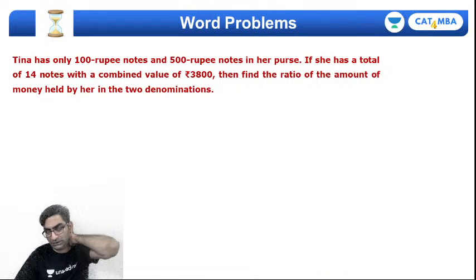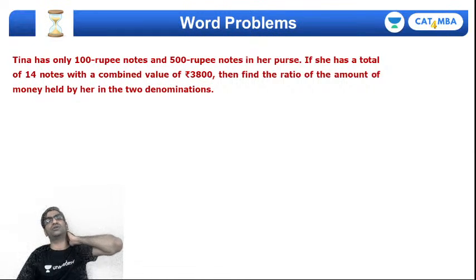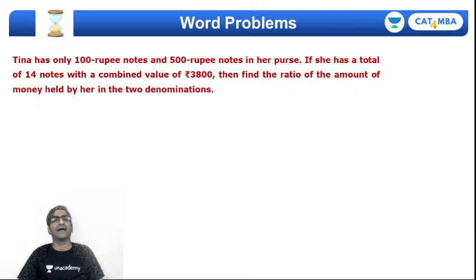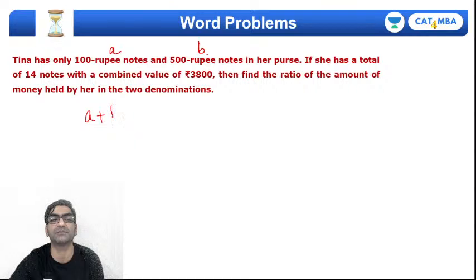Alright. Here's another one. I'm not giving you option choices. Type in the answer to this problem. Tina has 100 rupee notes and 500 rupee notes in her purse, and the total of 14 notes have a combined value of 3,800. Is that two equations or one? Let's find out. Let's say she has A 100 rupee notes and B 500 rupee notes. Then A plus B must be 14. Total notes is 14 and combined value is 3,800.